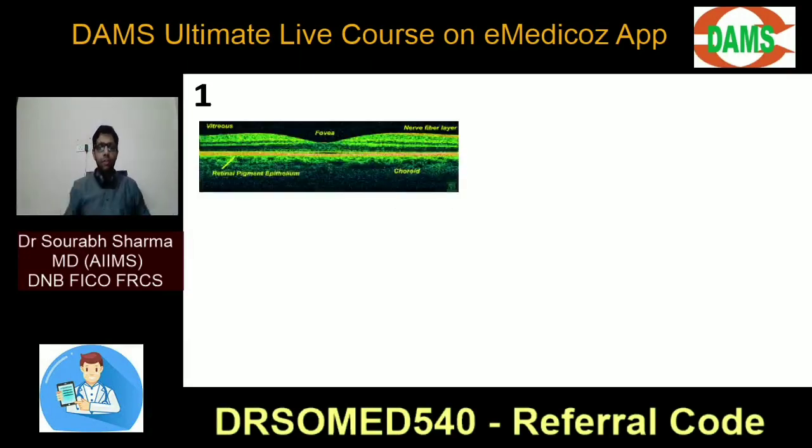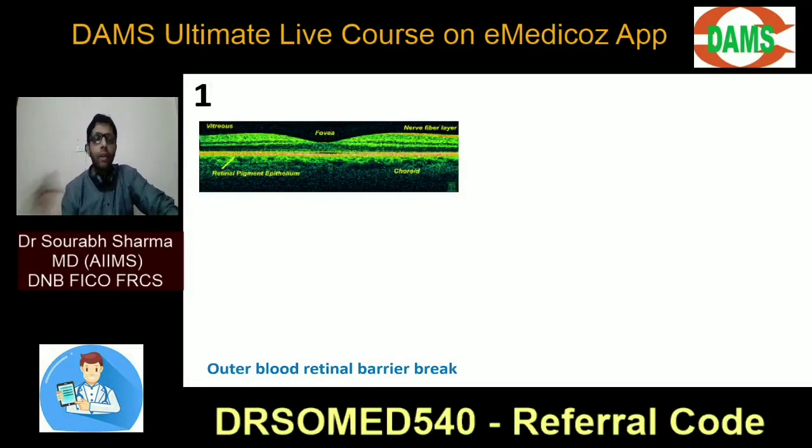First, what is its investigation? OCT. Any abnormality can you see? This is the same picture I showed you. This is normal optical coherence tomography, correct? Now my first question is, what will happen if the outer barrier is broken down? What is outer barrier made up of? RPE. This RPE here in the central retina is broken down. What will happen?